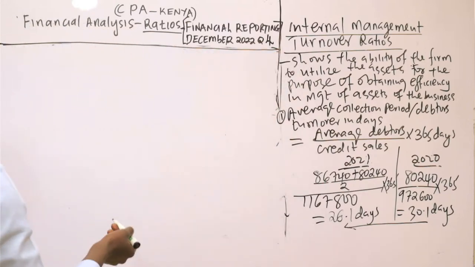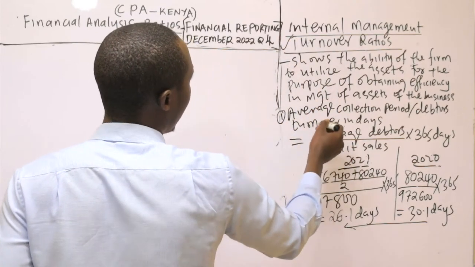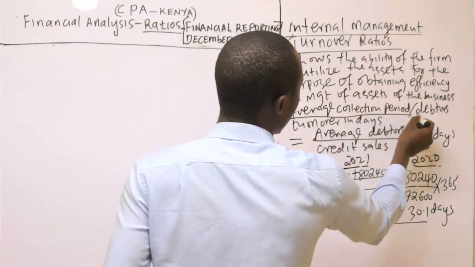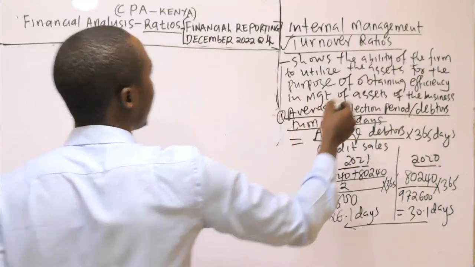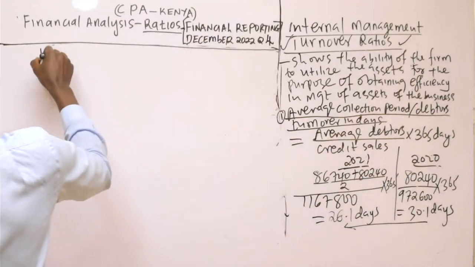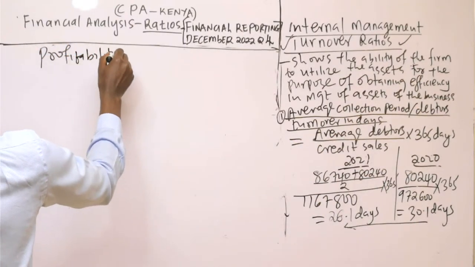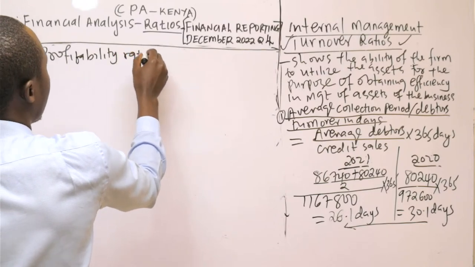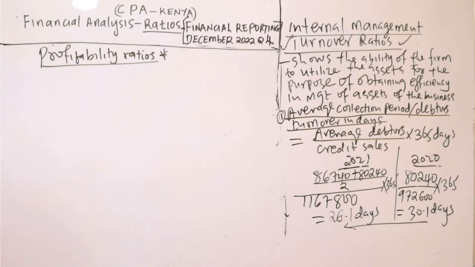So another ratio I will look at to address the aspect of internal management. Here I have picked one ratio, which is the average collection period, or debtors turnover in days, from the turnover ratios. I can go again to the profitability ratios and pick one. What do the profitability ratios tell us?